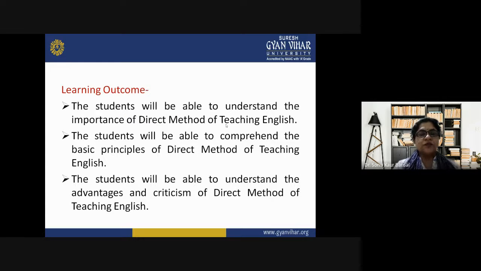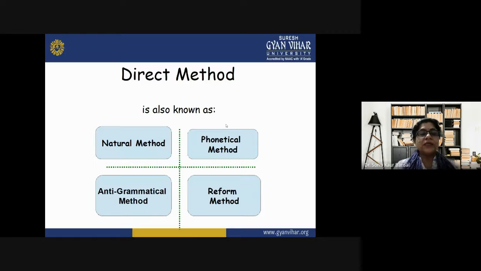The outcome will be that you understand the direct method's importance, comprehend its basic principles, and understand the criticism of the direct method of teaching English. I suppose when I teach you, you will understand all these things. This will help you understand the English language in a more refined way. All right, so let's understand what the direct method is.